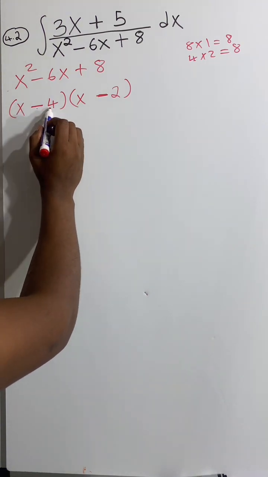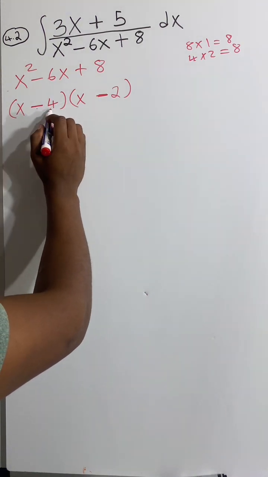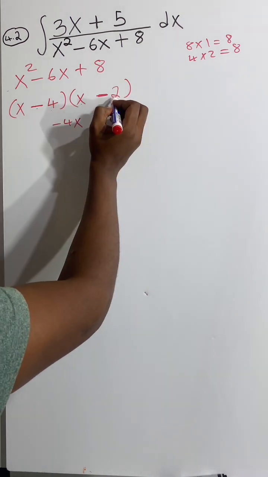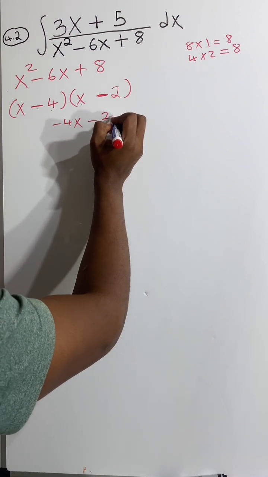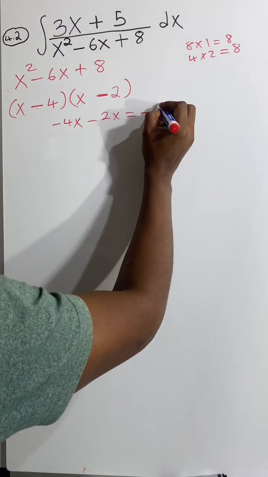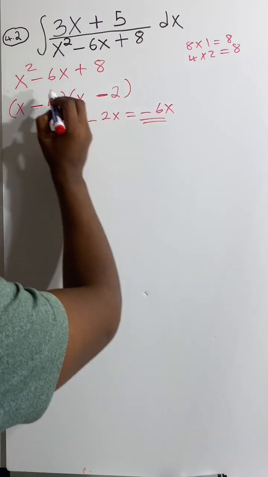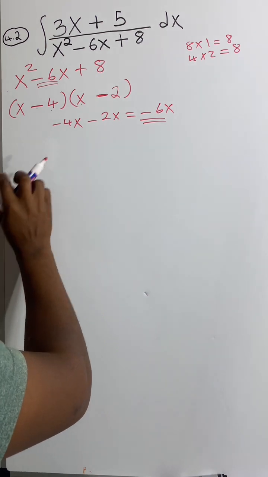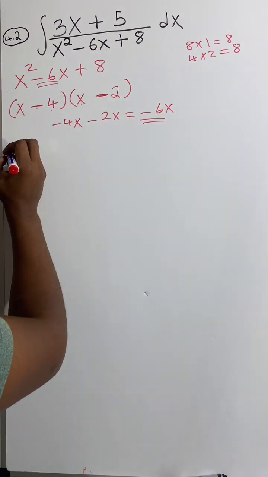Negative 4 multiplied by x is equal to negative 4x. X multiplied by negative 2 is equal to negative 2x. Negative 4x minus 2x is equal to negative 6x, and we have negative 6x as our middle term. So this is correct.